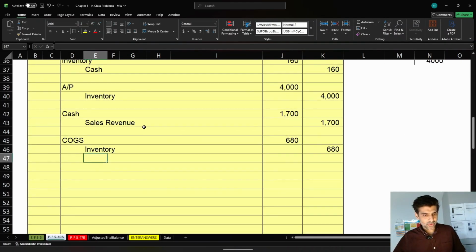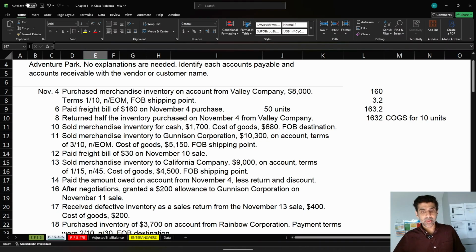Okay, so we left off November 11th. This is another sales transaction. We sold merchandise inventory to this corporation on account. Here's our revenue, 10,300, and our cost of goods sold is 5,150. It's giving us all these credit terms because we sold it on account. Again, for cash transactions, it's irrelevant to have credit terms because you've already received the cash, right?